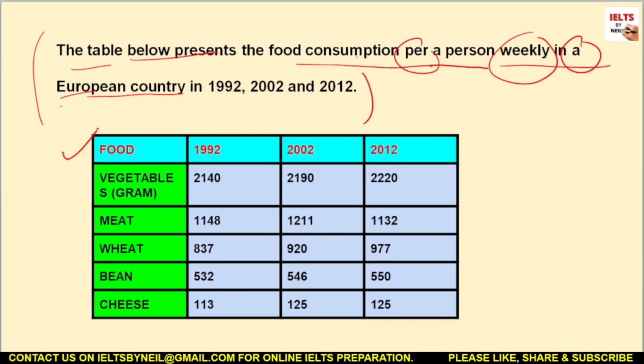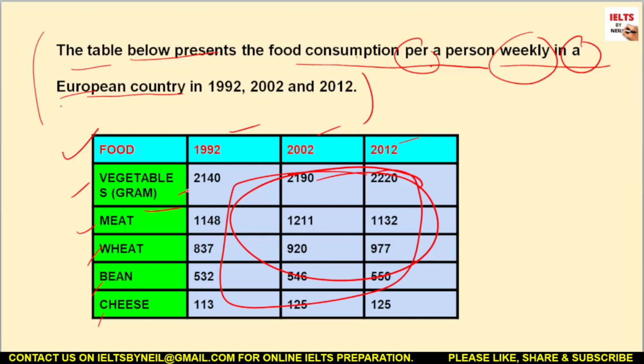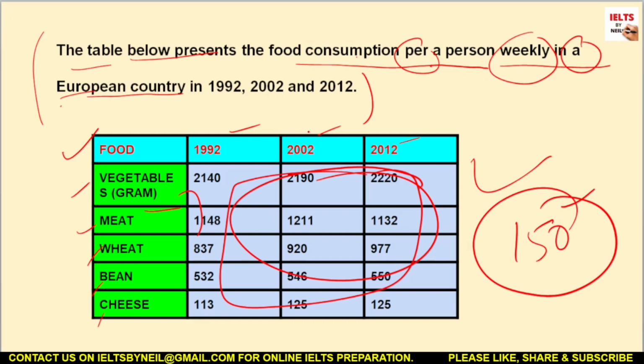So here the food is given: vegetables, meat, wheat, bean, cheese. And the years are given here, and the consumption is this. All the data given here is the consumption of these foods. So what we have to do is just summarize this data in our own words, and we have to write more than 150 words, right?